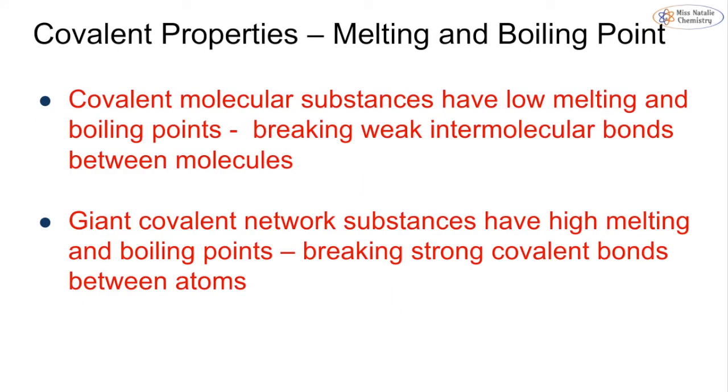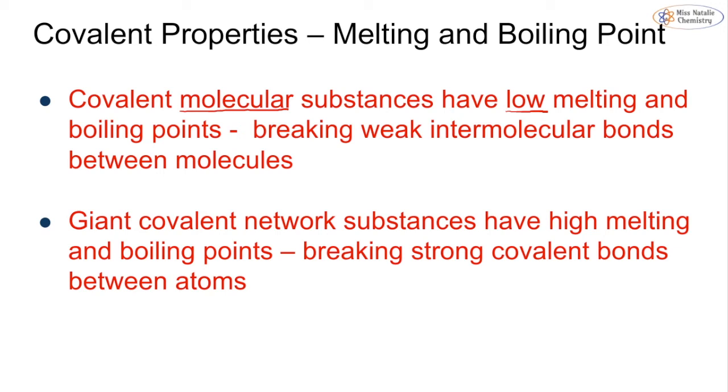So this now leads us on to the last part of this topic, which is looking at the properties. And the main property that we have to look at in single science is melting and boiling point. So if we have a covalent molecular substance, they have got very low melting and boiling points. And perfect examples are things like ammonia, which is a gas at room temperature, or water, which boils at 100 degrees. Those are quite low melting and boiling points.